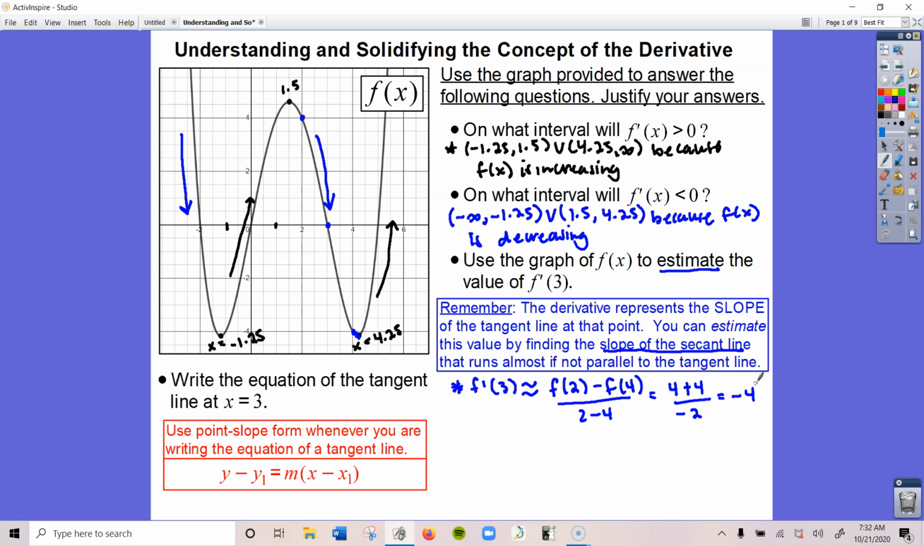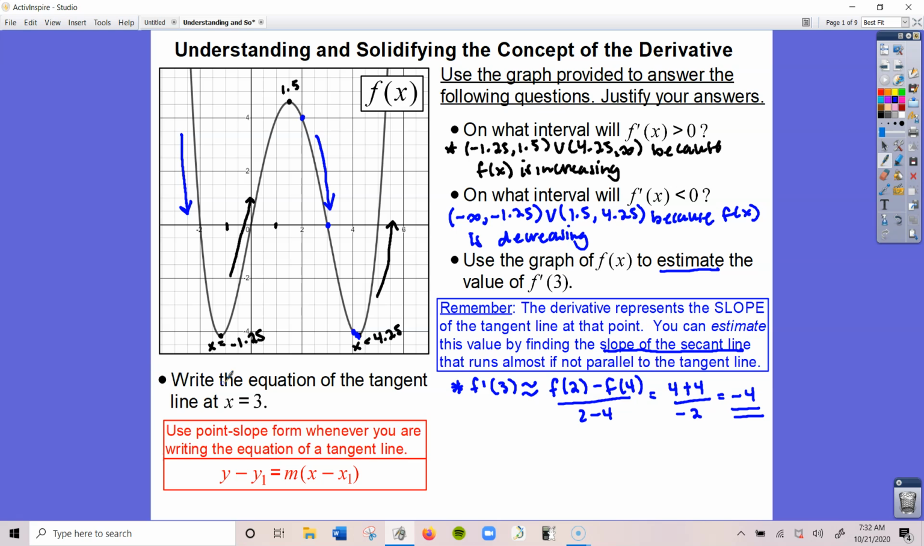And you always want to double check, does my slope make sense with the graph behavior? Since my slope is negative, that means that my graph is decreasing when x is equal to 3, which it is. So we're good to go. So this would be my f prime of 3.